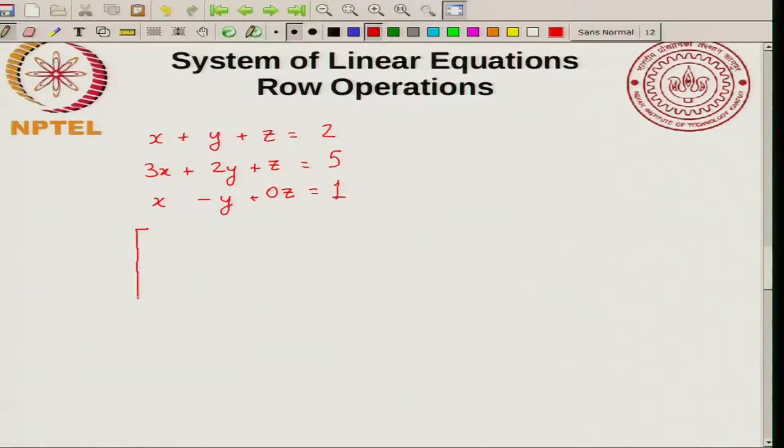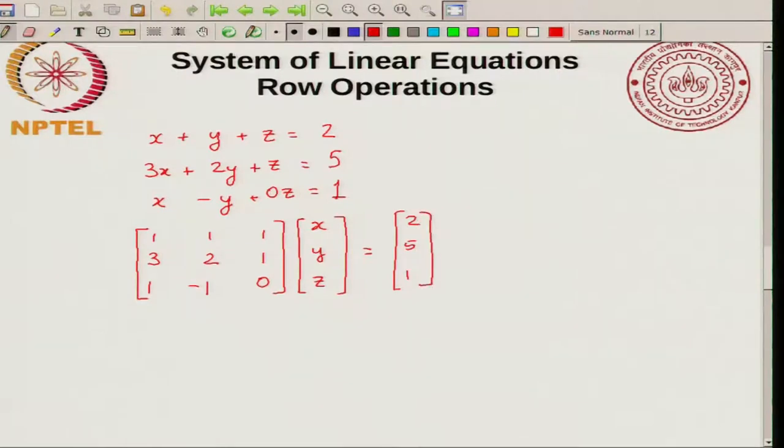I'll write this in the following form: 1, 1, 1, 3, 2, 1, 1, minus 1, 0, multiplied by x, y, z, is equal to 2, 5, 1. I'll do a row operation that converts this 3 to 0. So I'll do R2 minus 3R1. Wherever I have R2, I do 3 minus 3 times 1, that is 0. 2 minus 3 times 1, I get minus 1, and 1 minus 3 times 1, I get minus 2. In addition, I'll do R3 minus R1. I'll do these two operations and it'll be instantly clear why I'm doing this.